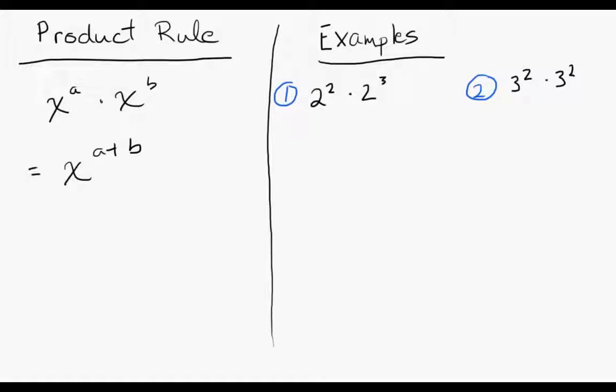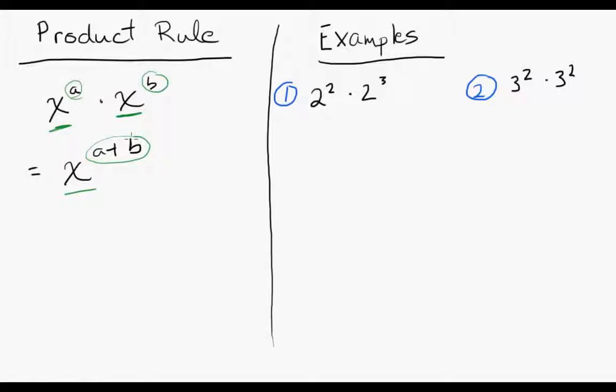Okay, we're going to take a look at what exactly the product rule is, and then we're going to move on to these examples afterwards. So what the product rule states is that if we have the same base, x, and we have exponents a and b, so x to the exponent a times x to the exponent b is equal to x to the exponent a plus b.